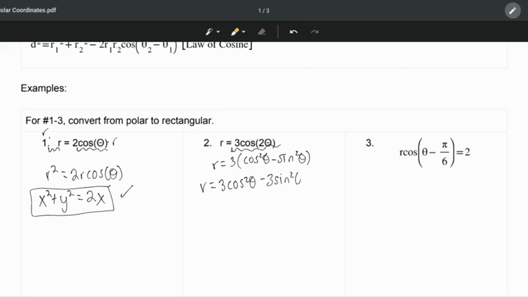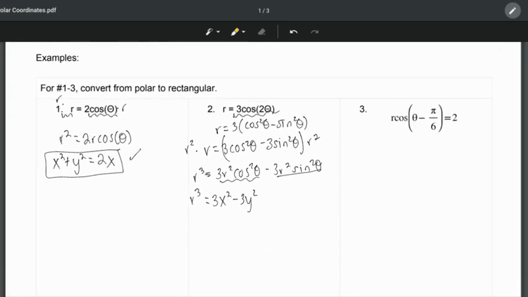We need to multiply this entire side by r squared. So we have r squared cosine squared, which would be x squared, and r squared sine squared, which would be y squared. So if we do that over there, we have to do the same over here. So it gives us r cubed equals 3r squared cosine squared theta minus 3r squared sine squared theta. So this is x squared. So we have 3x squared minus, and then this is y squared, so 3y squared. And then this is equal to r cubed.